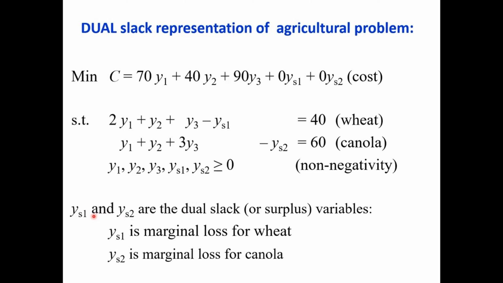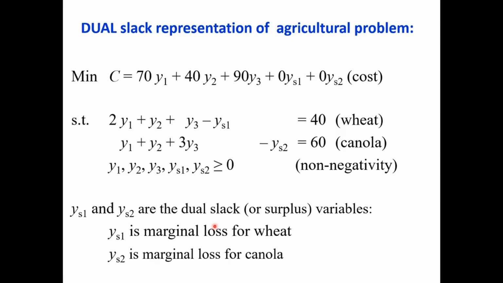The variables with the subscript S1 and S2 are the dual slack or surplus variables, and these surplus variables constitute the marginal loss for wheat and the marginal loss for canola, respectively. We will continue that in the next video.